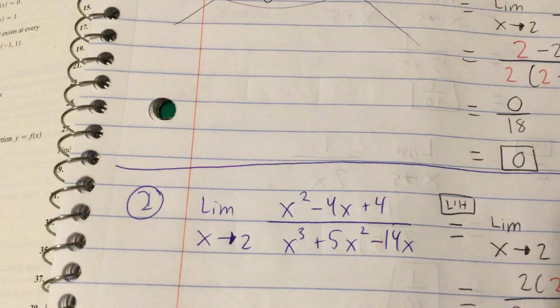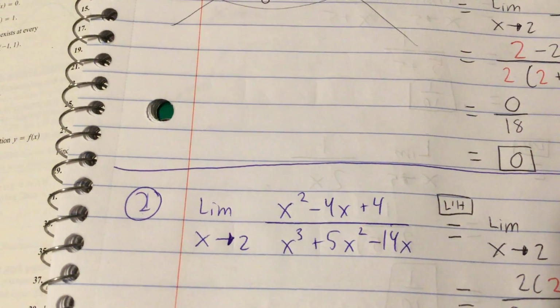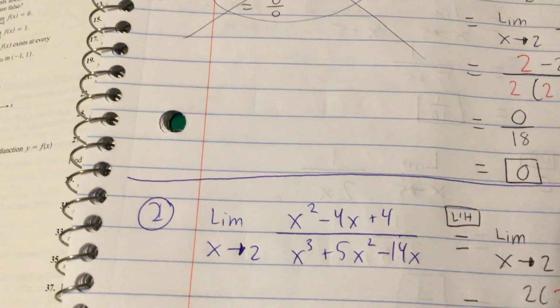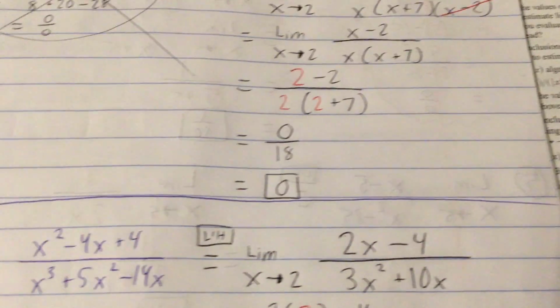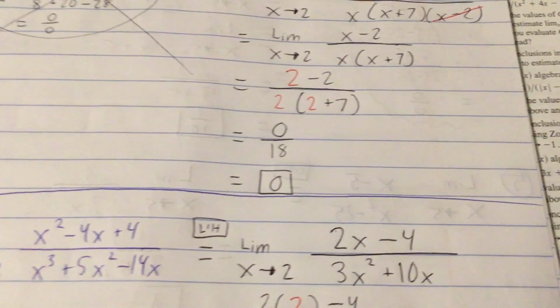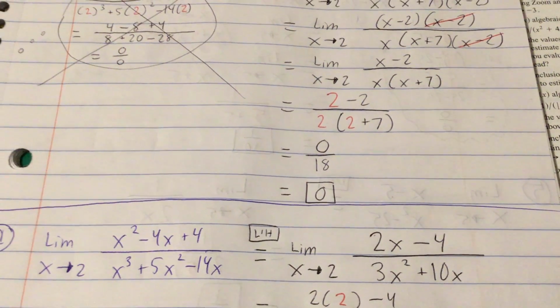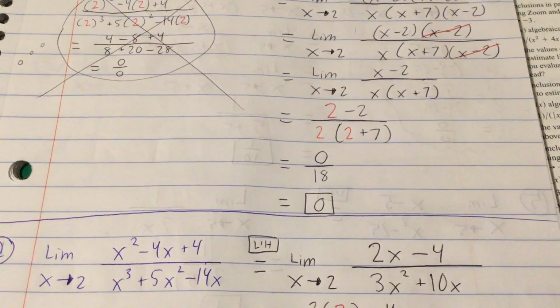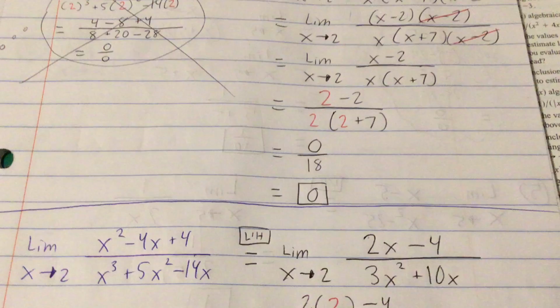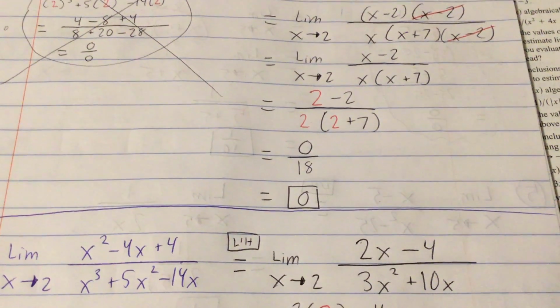And what's the derivative of the bottom equation going to be? Okay, let's move it to the right. So the derivative of the top equation becomes 2x minus 4. The derivative of the bottom equation becomes 3x squared plus 10x. I'm going to plug in x equals 2.